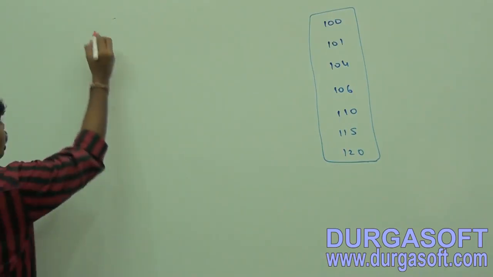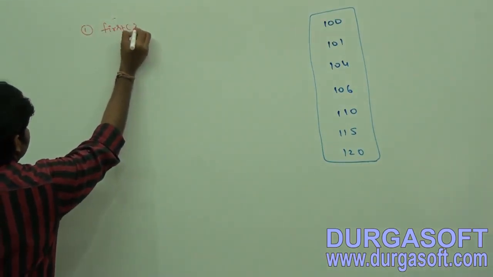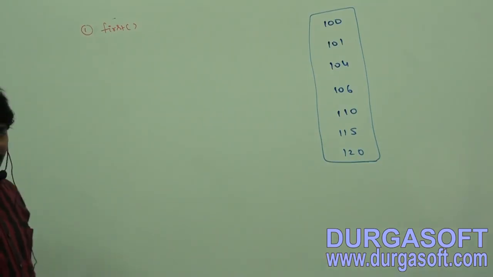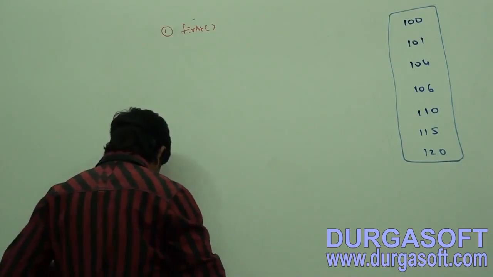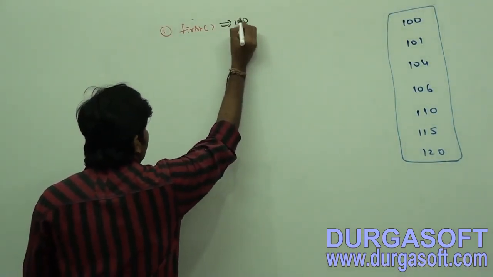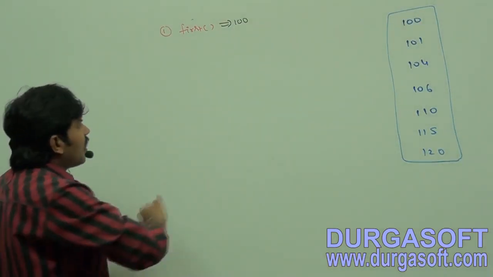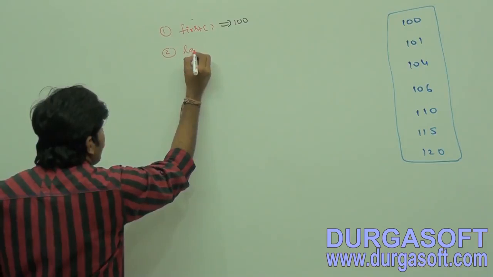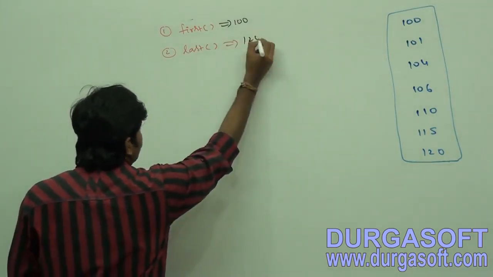If you want to know what is the first, we have to call the method first. Which element is the first element? 100 is the first element. Similarly, you can ask what is last. What is the last object? 120 is the last object.